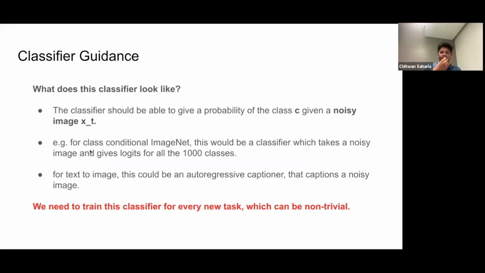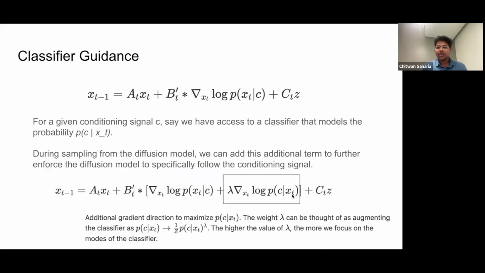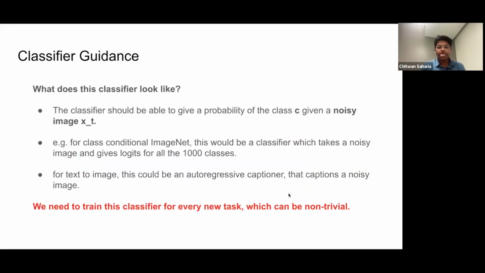Okay, so what does this classifier look like? For example, if you're training a class conditional ImageNet model, then this classifier would take a noisy image and predict one of the 1,000 ImageNet classes, right? So we actually need to train a classifier because it's not a typical classifier. It also has to take a noisy image as input. So you can see here that it actually takes xt as input, and typical classifiers take only the noiseless images as input. So you actually have to train the classifier for this thing. And for text to image, this can be an autoregressive captioner. So it takes a noisy image, it takes the caption, and then it outputs the log likelihood of that caption, basically.